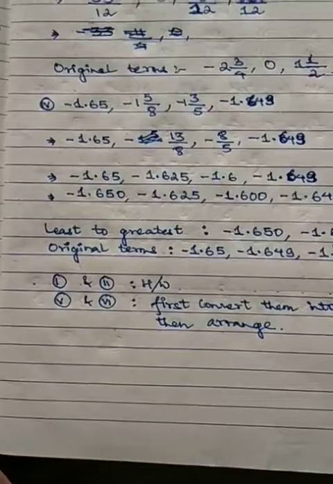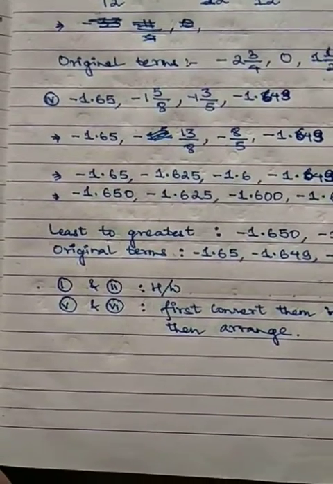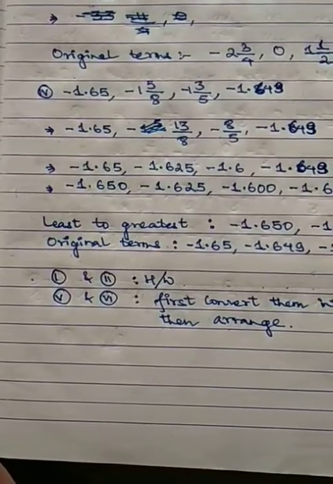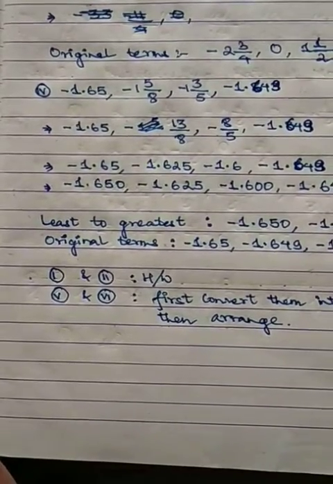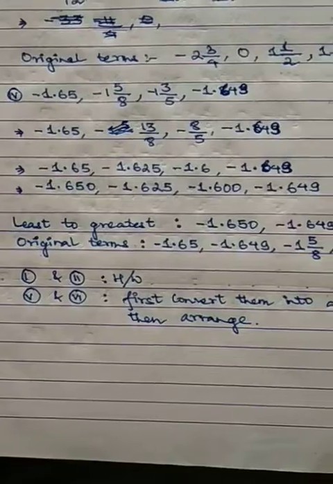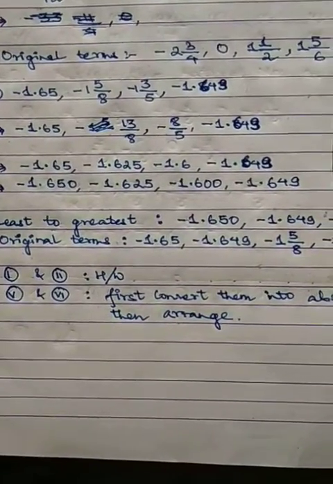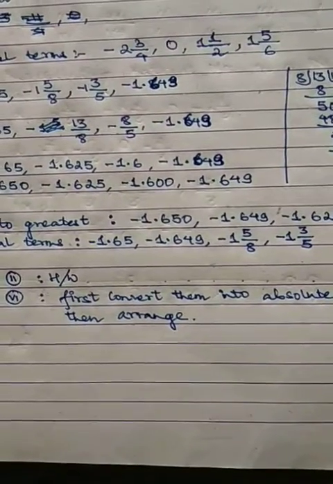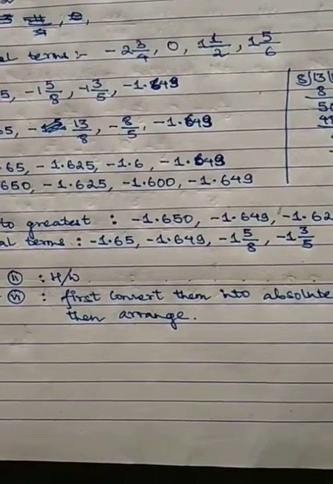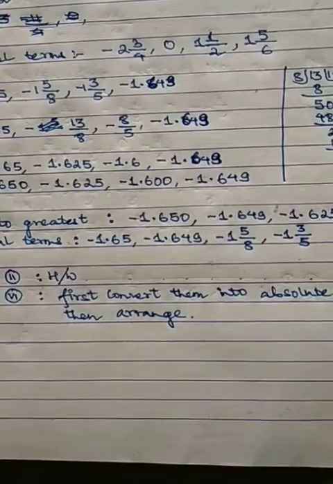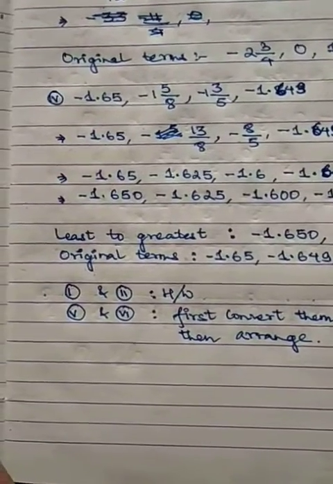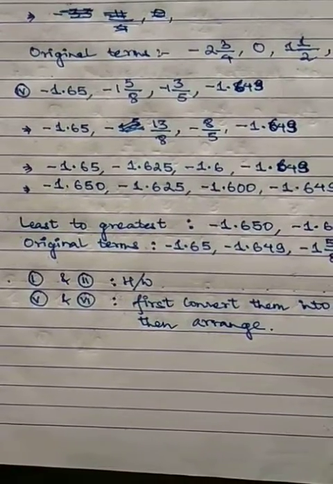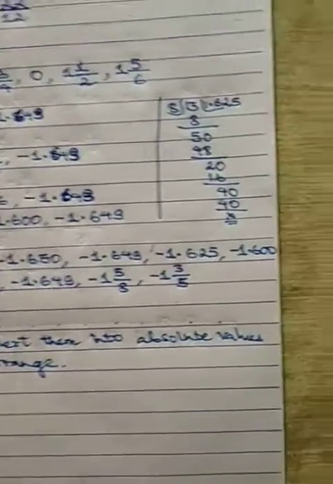So what I have done here is the second term, the mixed fraction cannot be operated directly, so it is converted to an improper fraction. Again the third mixed fraction is converted to an improper fraction. The fourth term here is a negative term as well as in the decimal form, so it remains as it is. So what I've done here on the third line is I've converted minus 13 by 8 to its decimal form. How have I done that?